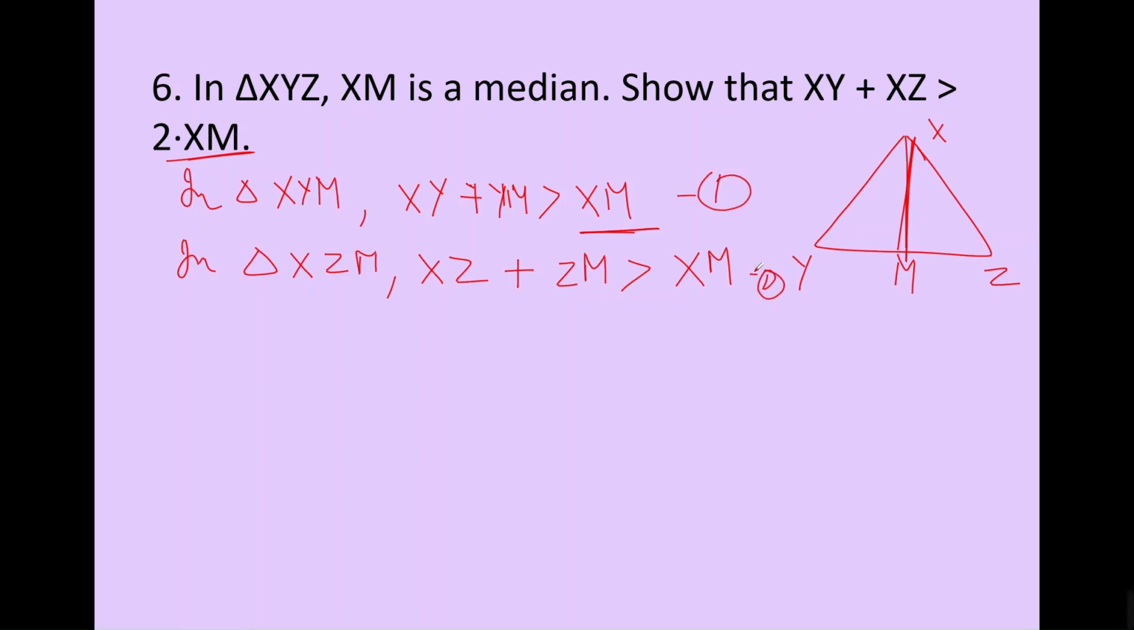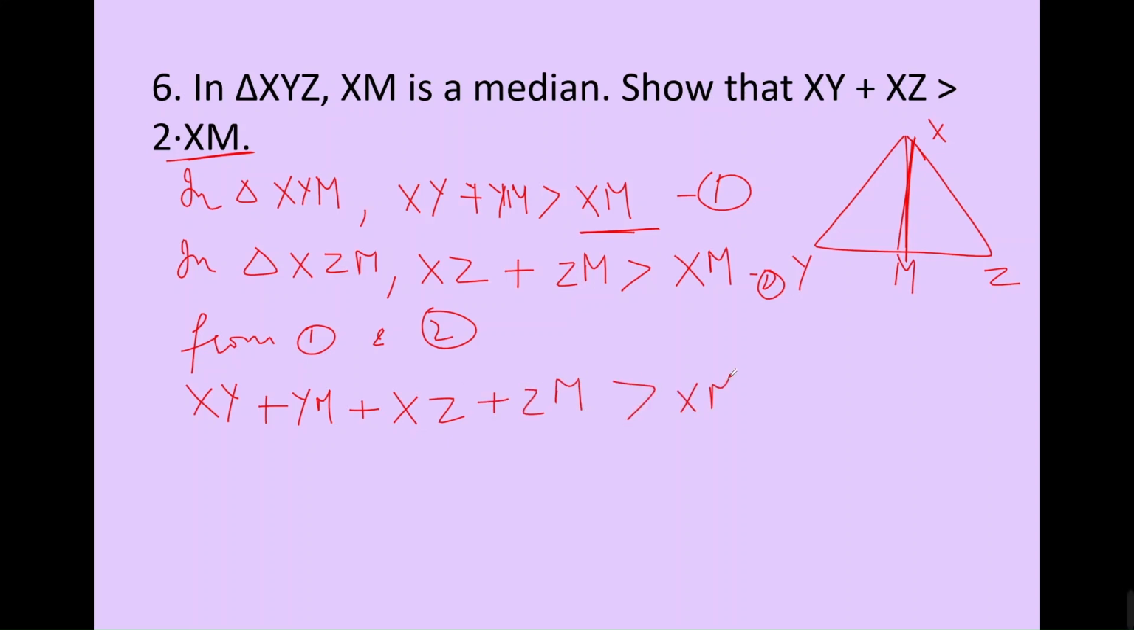So now we will add both sides. So we can say that from 1 and 2, add the respective sides. XY will remain as it is, plus XZ will remain as it is. YM and ZM would make YZ together, and we have got twice XM here.